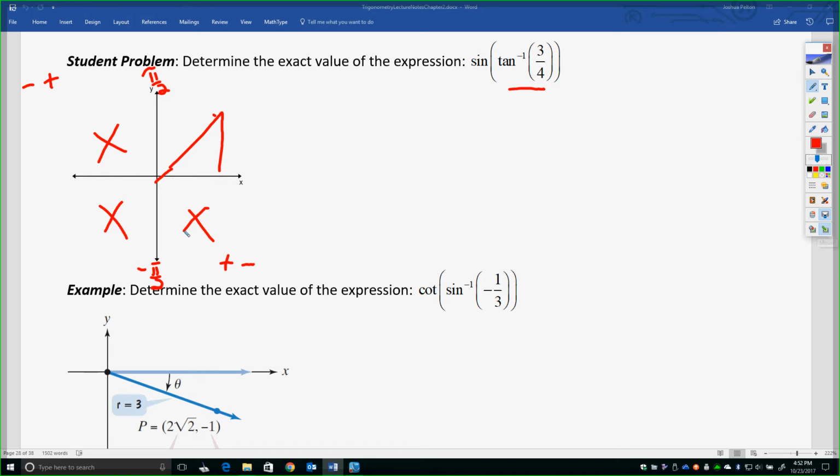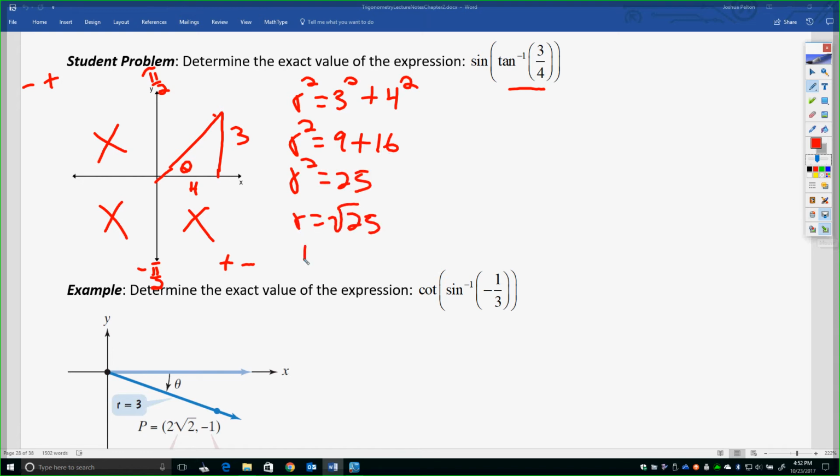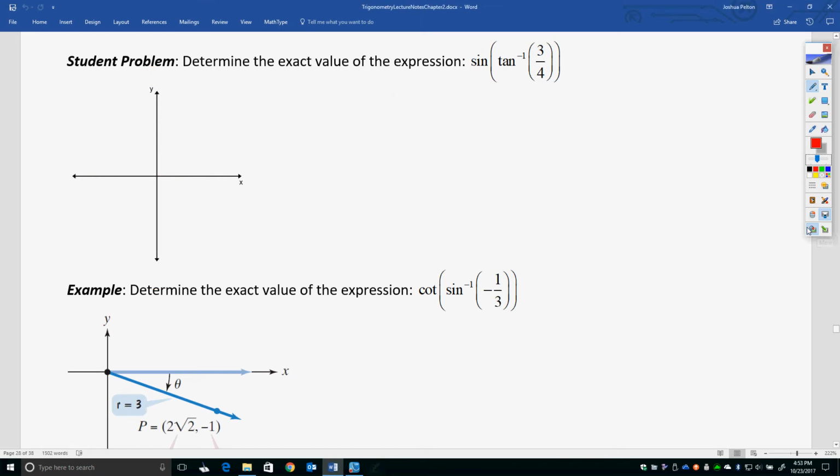All right, so if I do tangent for my triangle here, that's opposite over adjacent. So my r squared equals 3 squared plus 4 squared, or r squared equals 9 plus 16. R squared is 25. R equals the square root of 25, so r is 5. Okay, so now we need to do the sine, which is the outer part, right? Order of operations. And sine is opposite over hypotenuse for an answer of 3/5. Okay, let's try the next example.